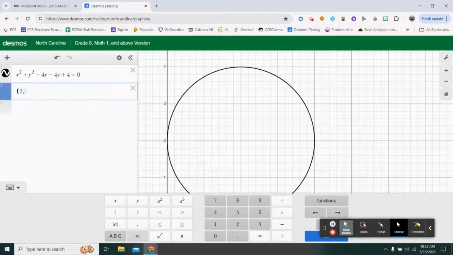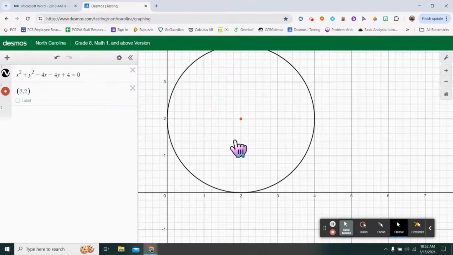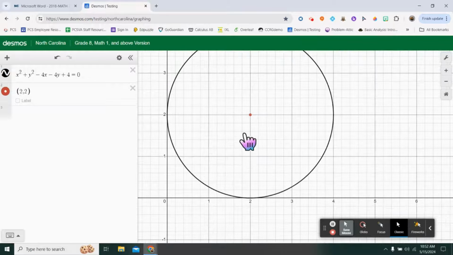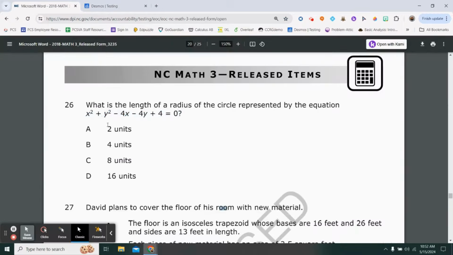So I'm going to go to the second line and put 2, 2. See if it actually lands in the center. And then I'm going to find my radius. Well, the radius goes from the middle to the edge, or the middle to the top, or the middle to the bottom. And it's 2 either way you look at it. So my radius would be 2 units. If they ask you for a diameter, you would need to double that.